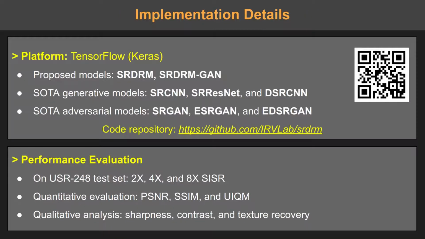We use TensorFlow Keras libraries to implement the training pipelines for SRDRM and SRDRM-GAN on USR248 dataset. We also trained several state-of-the-art generative models named SRCNN, SRResNet, and DSRCNN, and state-of-the-art adversarial models named SRGAN, ESRGAN, and ADSRGAN. Details about their training and implementation can be found in this GitHub repository shown here. We conduct thorough qualitative and quantitative evaluations of these models, which we will present next.